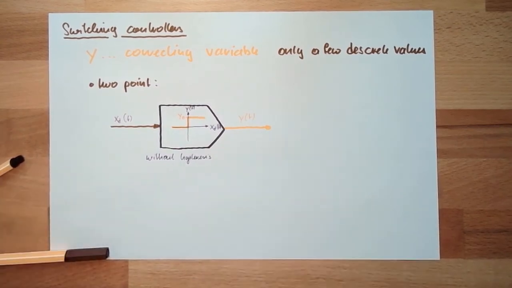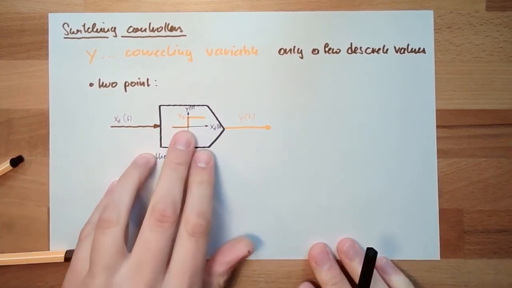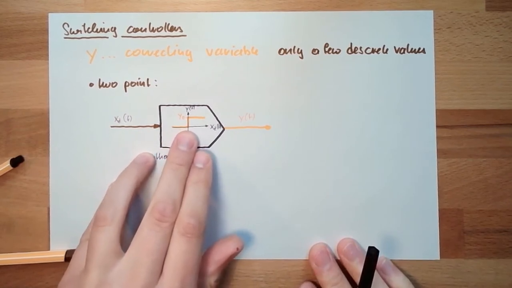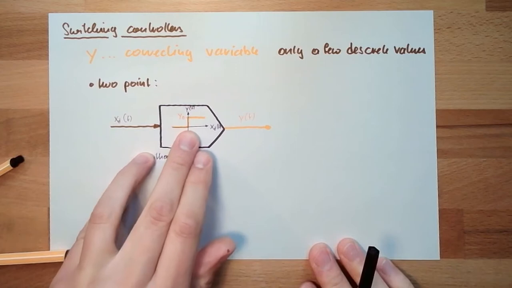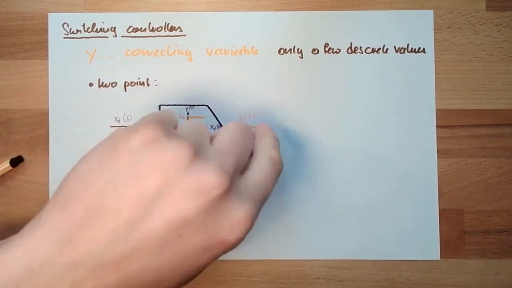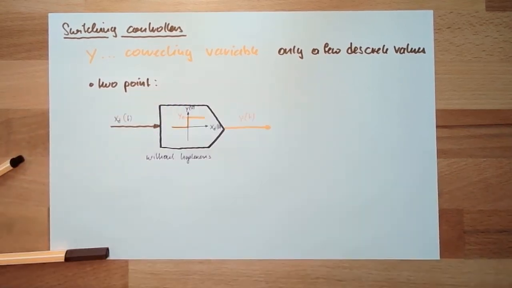The big disadvantage of this controller is, if we are very close here, we maybe end up switching on, off, on, off, on, off very, very fast. This usually is not that good for the controlled element.